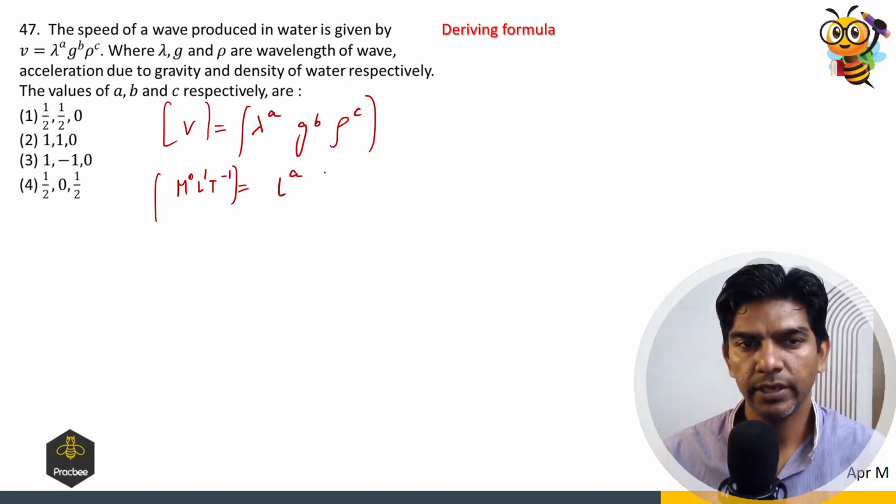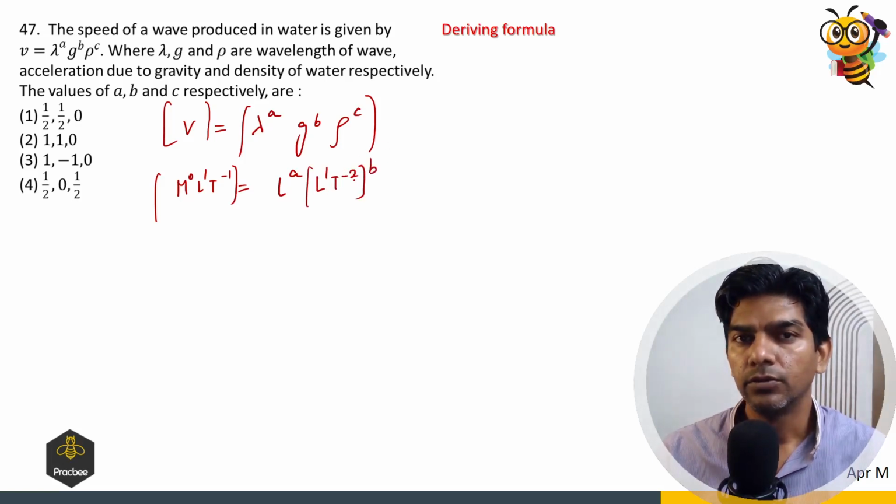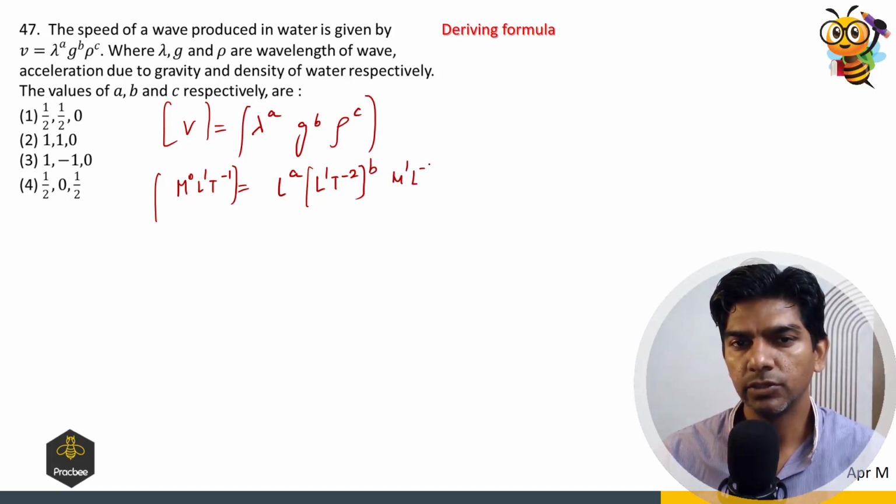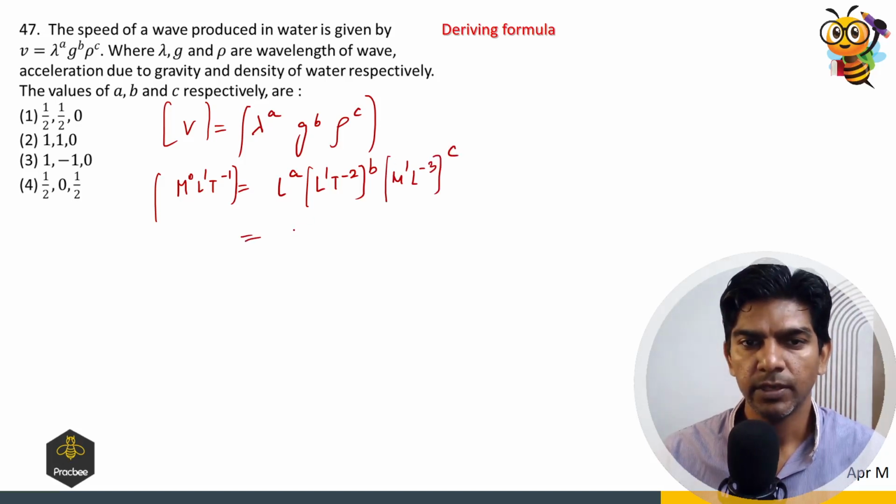So L raised to A. G is acceleration due to gravity. It will have the dimension of acceleration, L raised to 1, T raised to minus 2, raised to B. Rho is density, which is mass upon volume. So mass is m raised to 1. Volume can be written as L raised to minus 3, raised to C. Now let us club the exponents. So m raised to C, L raised to A plus B minus 3C, and T raised to minus 2B.